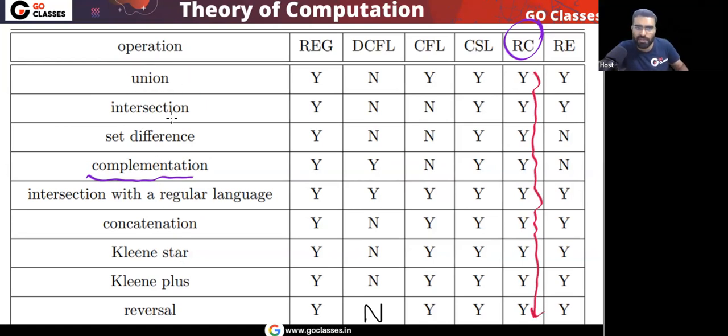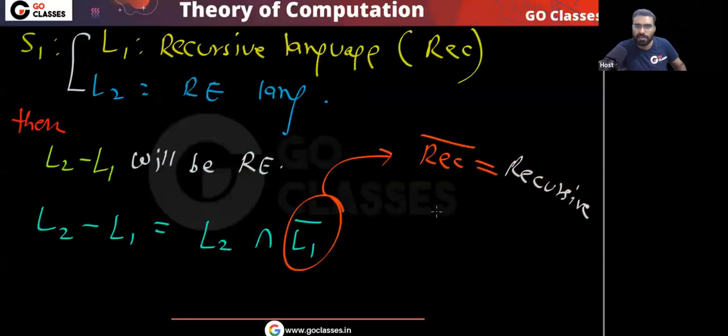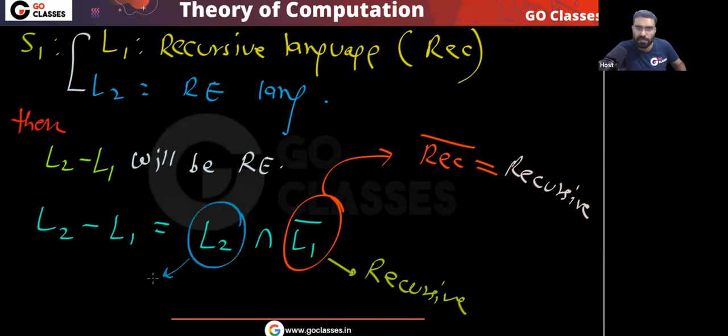The union of two recursive languages is recursive. The intersection of two recursive languages is recursive. The complement of a recursive language is recursive. Is this clear? So easily you can see that L1 complement is recursive. Remember, this is recursive, and this is RE.